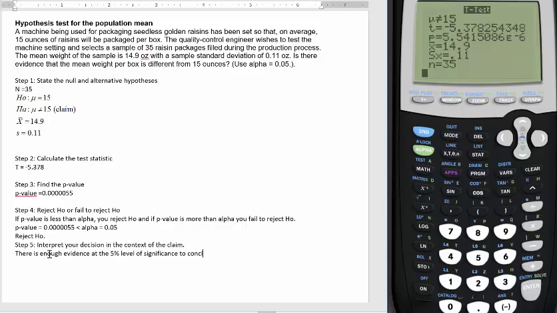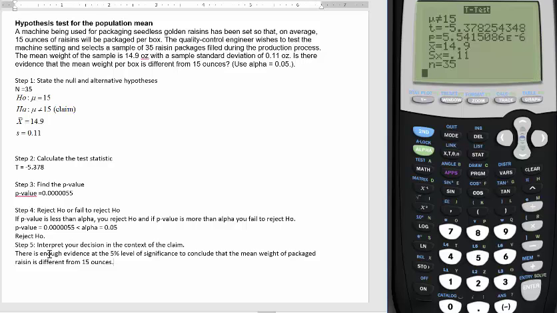to conclude that, or to support the claim, to conclude that the mean weight of packaged raisins is different from 15 ounces. Does that mean that the engineer will have to check and reset the machine? Definitely yes, because we concluded that there's strong evidence that it is different from 15 ounces.